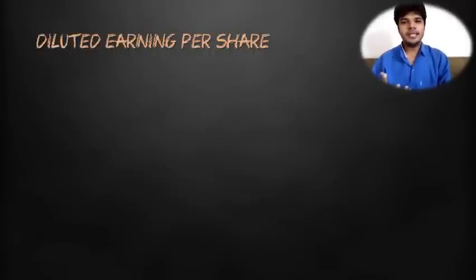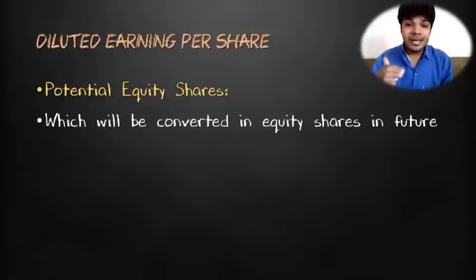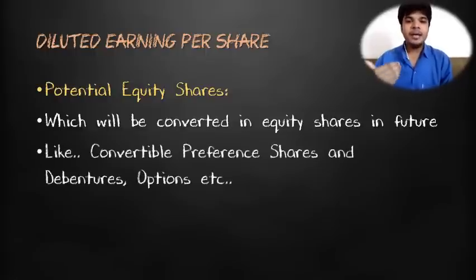Diluted earning per share. Now here we have to understand the most important terminology of the chapter, potential equity shares. Potential equity shares which will be converted into equity shares in future, like convertible preference shares, convertible debentures, options etc. अगर ऐसा हो जाए कि जो डिबेंचर हमने कन्वर्टिबल रखे हैं वो इक्विटी में कन्वर्ट हो जाए तो ईपीएस के अंदर क्या फर्क पड़ेगा? This is the main point here.